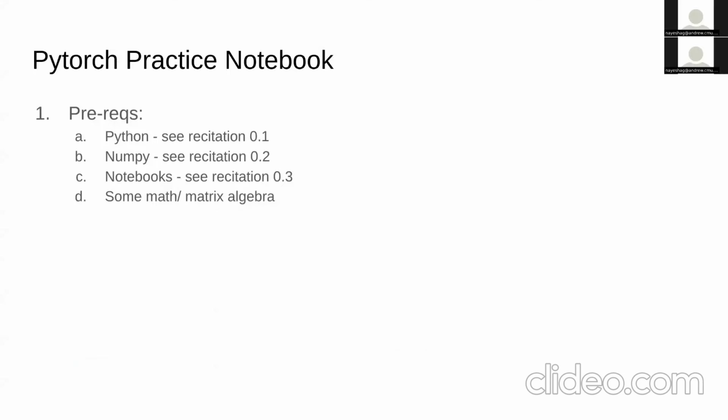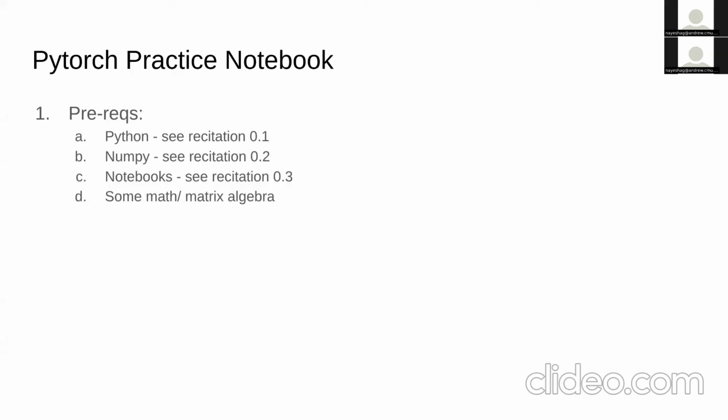In this section of the recitation, we'll be walking through some sample problems involving PyTorch and showing you how you can use it and make your own very simple neural network and train it on publicly available data. Before we move into the practice problems, we'd like to cover some prerequisites for running the notebook.